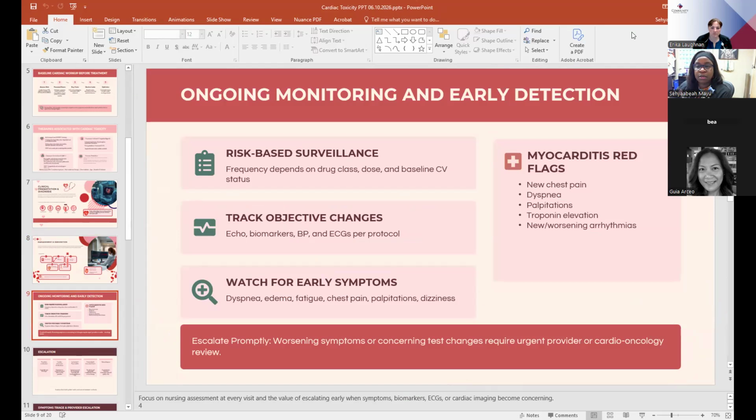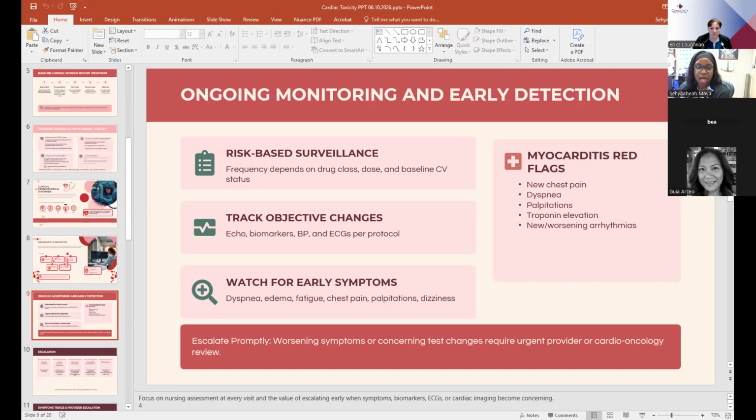So ongoing monitoring and early detection. Risk-based surveillance frequency depends on drug class and dose and baseline for that patient. We want to track their biomarkers, blood pressures, echocardiogram. We want to watch for early symptoms of dyspnea, edema, fatigue, chest pain, palpitation, dizziness. One of the red flags here is for myocarditis: new chest pain, dyspnea, palpitations, elevation of their troponin levels, and new or worsening arrhythmias.